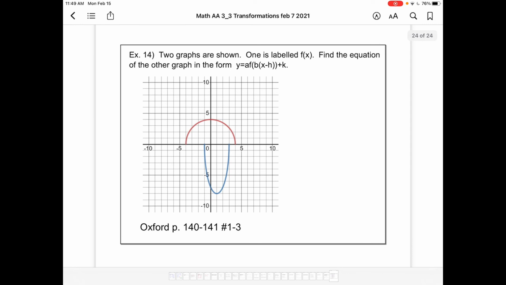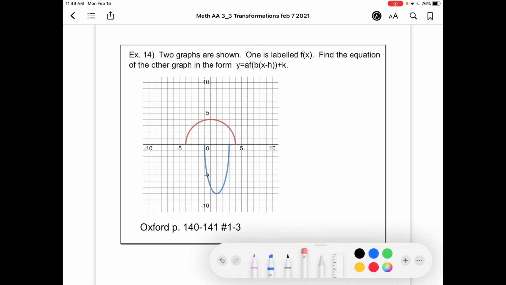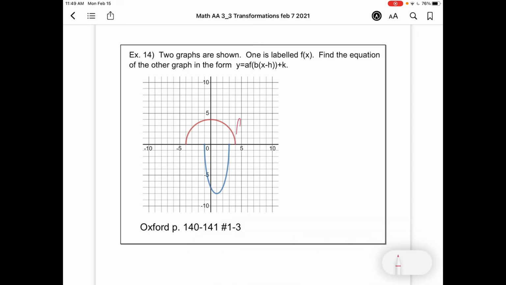And lastly, finding the equation. So 2 graphs are shown. One's labeled f of x. No, it isn't. Not yet. Let's label this one in red to be f of x. Find the equation of the other graph in the form of a transformation of f.